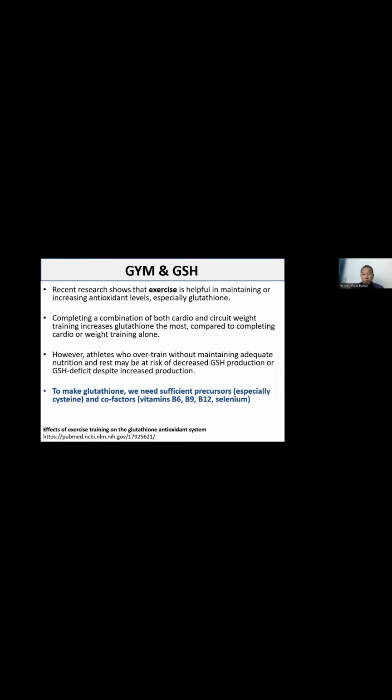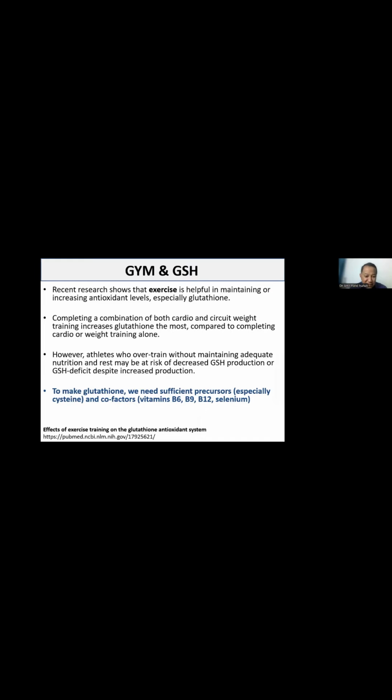So when you do the weights, the weights are intense, short bursts and intense. So you need fast conversion of energy. Whereas the cardio is usually at a lower intensity but prolonged. So that is nice to use the fat as the energy source. So these experts really help us from their understanding. So from now onwards, I'll be doing the weights first and then the cardio.